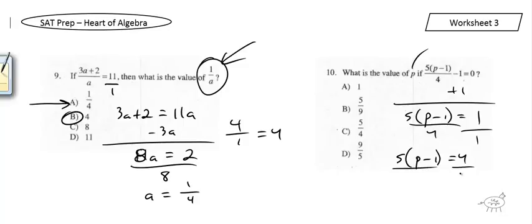And I'm going to divide by 5. I get P minus 1 is equal to 4/5. I'm going to add 1 to that, and if I add 1 to that, I get basically 4/5 plus 5/5, right? That's 9/5. And so my answer is D. And that's just asking for P.